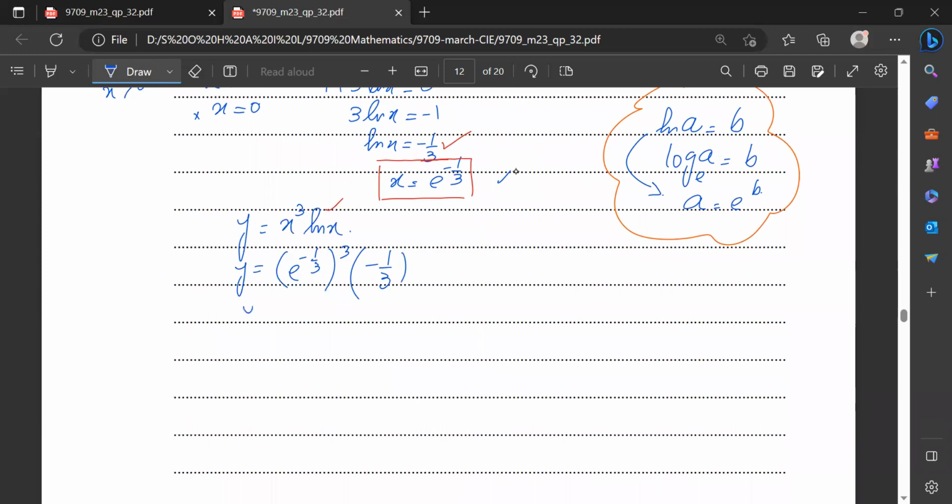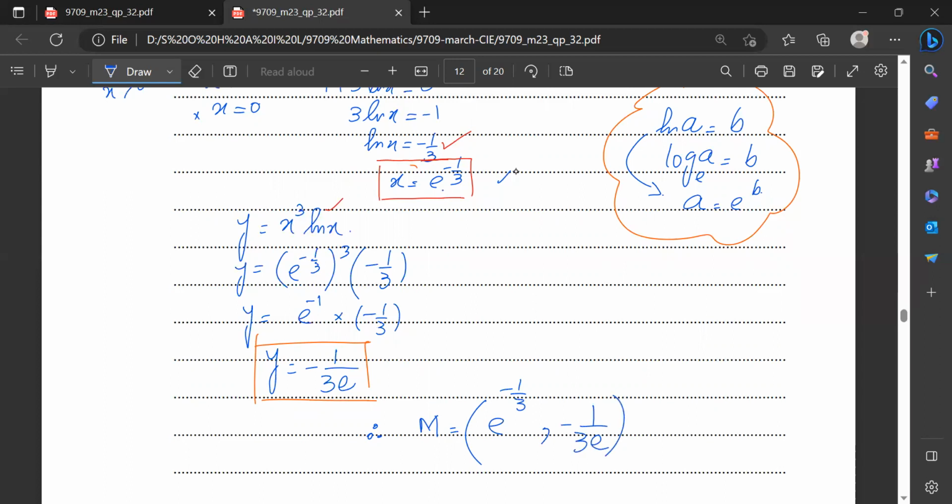And when you simplify, multiplying the powers using basic indices rules, y equals minus 1 over 3 times e to the power minus 1, and you can write e to the power minus 1 in the denominator. So this is the y coordinate. In this way, we have the x value and the y value. So the coordinates of M, finally, you can write. Therefore, M has the coordinates: the x coordinate is e to the power minus 1 over 3, and the second is minus 1 over 3e.